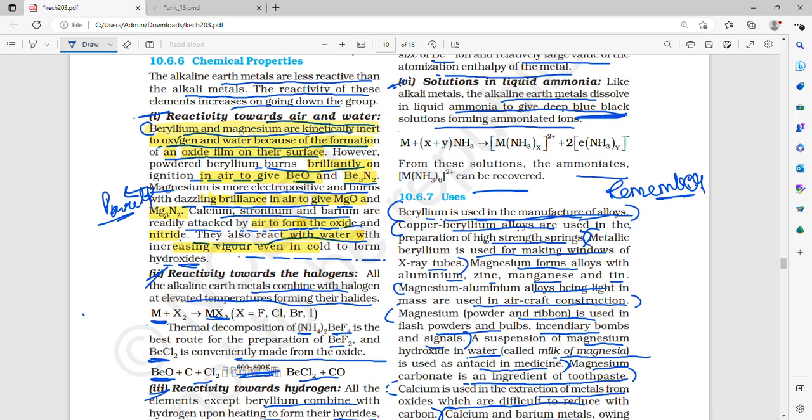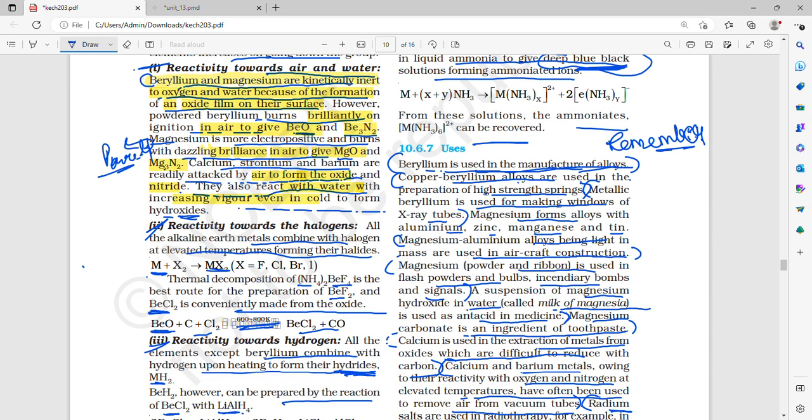Then solutions in liquid ammonia, like alkaline metals, the alkaline earth metals also dissolve in liquid ammonia. In that case, we used to get deep blue solution. In this case, we get deep blue-black solution forming ammoniated electron, same M plus (x+y) NH3 gives [M(NH3)x]2+ plus 2[e(NH3)y]-. From these solutions, the ammoniates can be recovered.